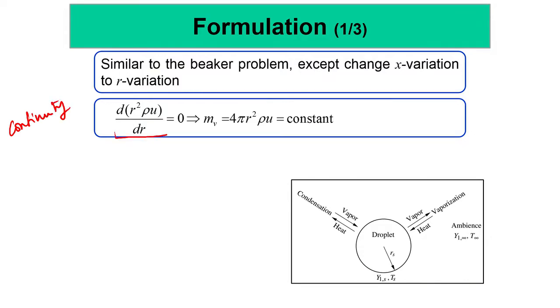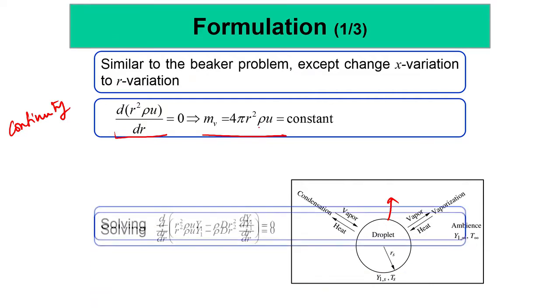we get d/dr of r square rho u is equal to 0, and this gives a mass flow rate m_v of this vapor to be essentially 4 pi r square rho u. You can ask that where there are two phases, one is the droplet phase, one is the air phase. Why are we only considering mass flux of the vapor phase? This is because only this droplet is evaporating, it's going out, and there is no condensation of the air that is happening. As a result of this, we can say m_v is equal to 4 pi r square times rho u, which is equal to constant.